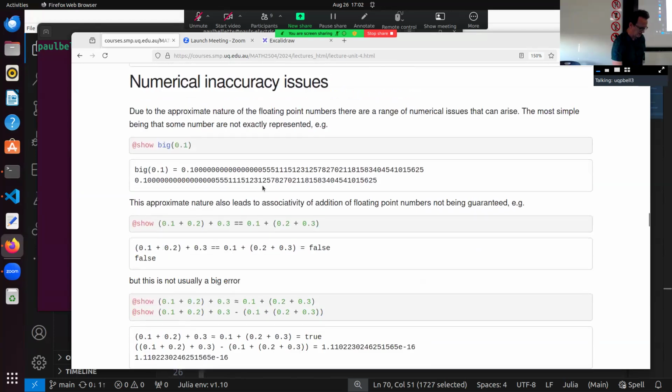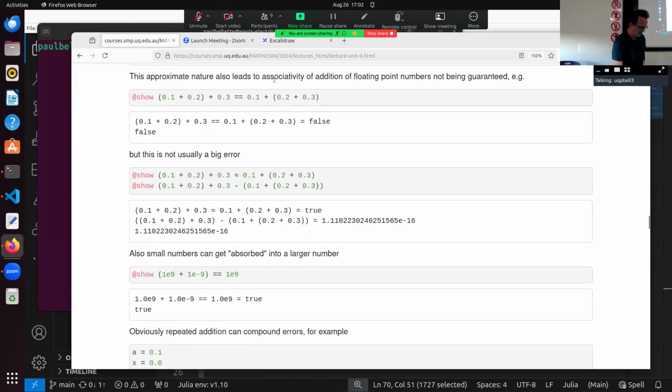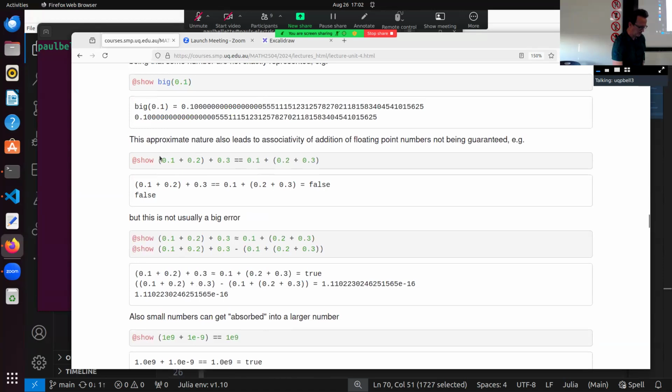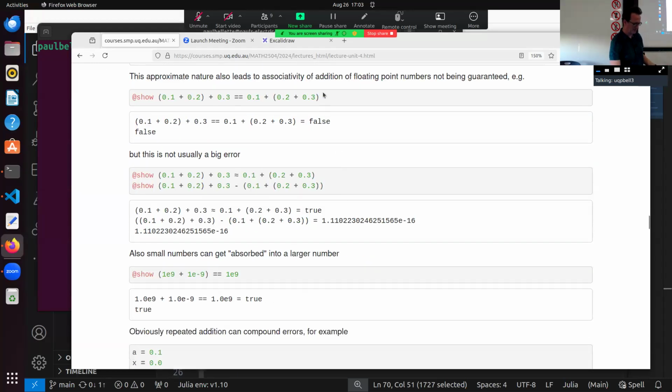Okay, numerical inaccuracy issues. This is my favorite, that we lose associativity. I think this is the most interesting one to come across. You would usually expect it to not matter where you put the brackets, but with floating point it does, and it depends on the numbers. Again, you're going to get this 10 to the minus 16 little bit of fluff. Don't get too worried about it. Just know that it's going to happen.